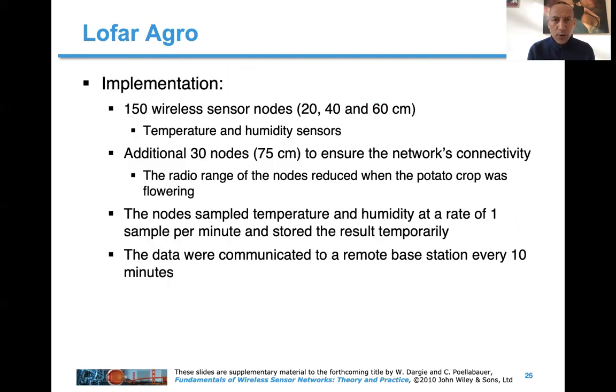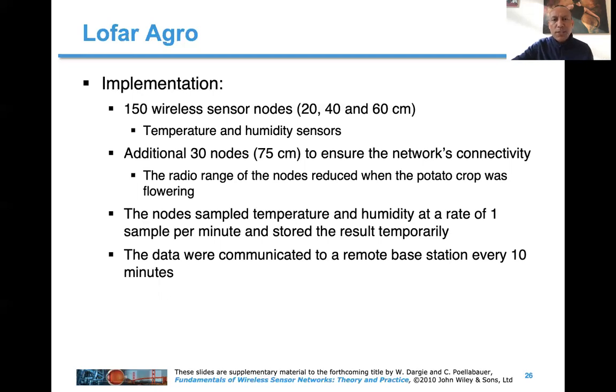They deployed 150 wireless sensor nodes at 20, 40, and 60 centimeters apart. You can see now that they are really interested in understanding the microclimate. Then they used an additional 30 sensor nodes to make sure that the network is connected from one corner to the other, and data can be collected from any part of the sensor network.